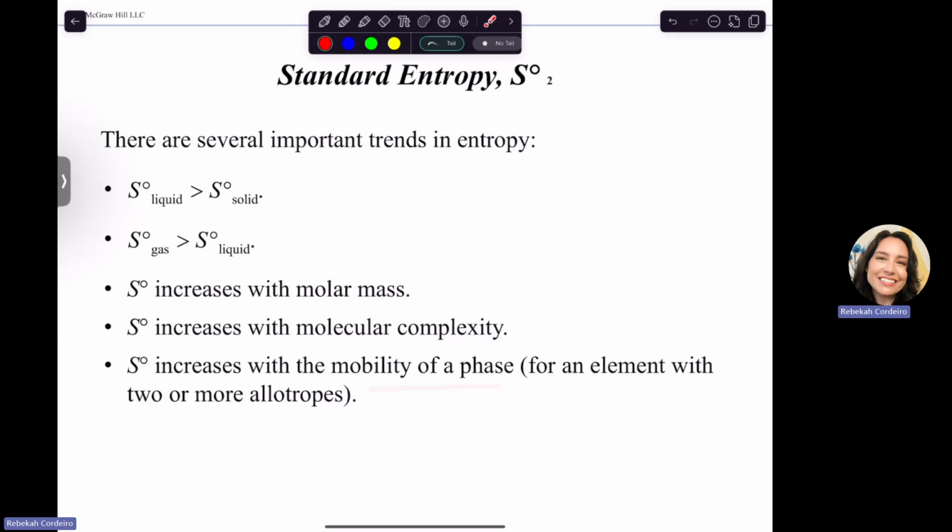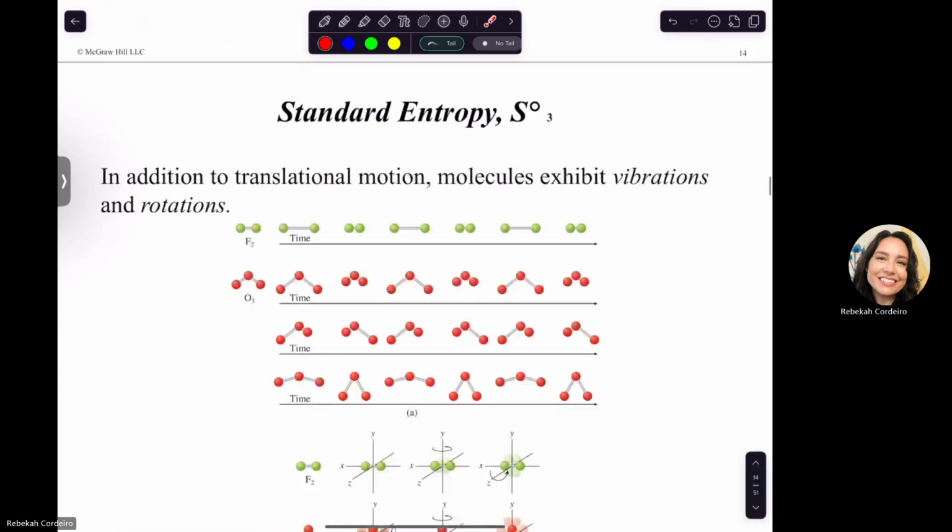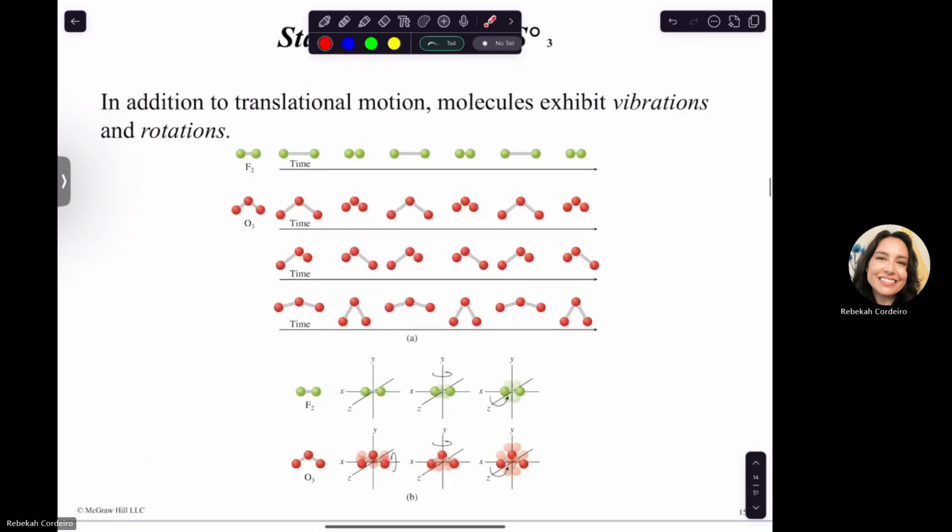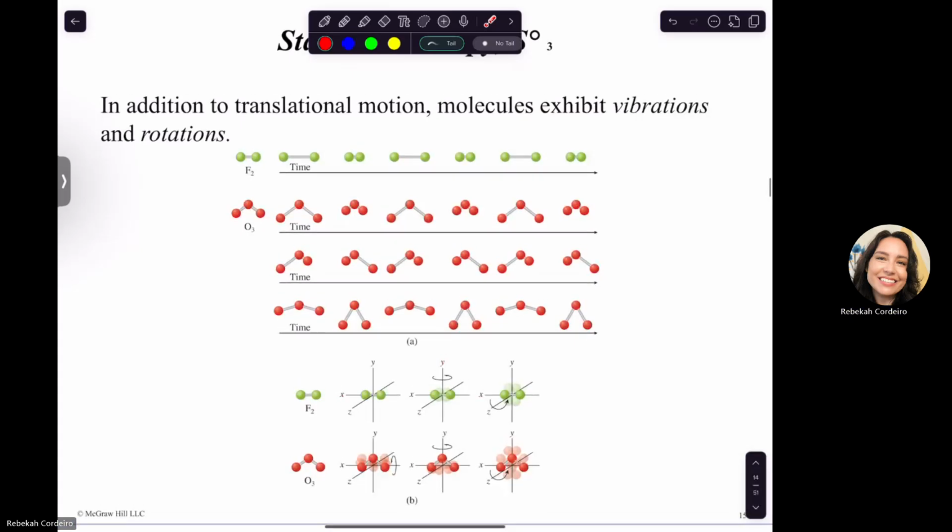So for an element with two or more allotropes, meaning carbon, diamond versus graphite. Diamond is not very mobile. Graphite's not either, but graphite is easier to manipulate than diamond. And so it would have higher entropy. So a molecule that has more ability to move around would have higher entropy.